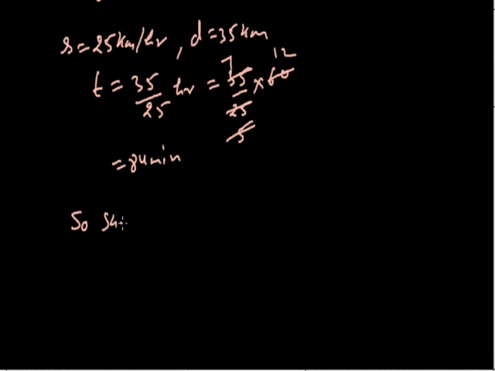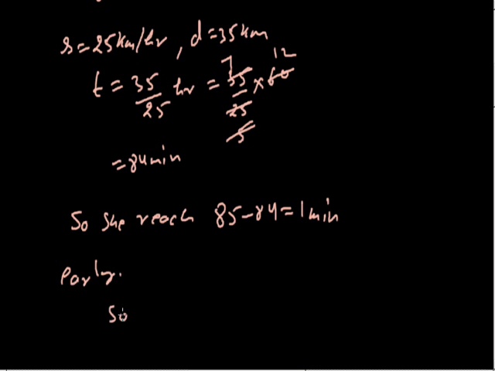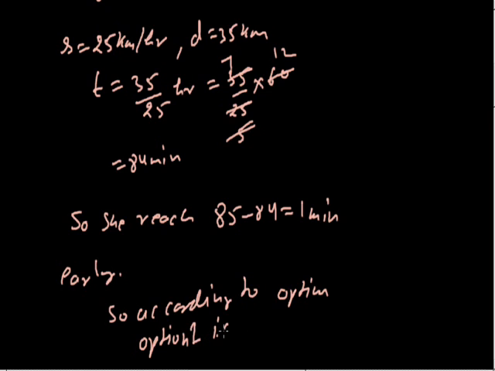So she reached, that is 85 minus 84, which is equal to 1 minute earlier. So according to the options, option 1 is correct.